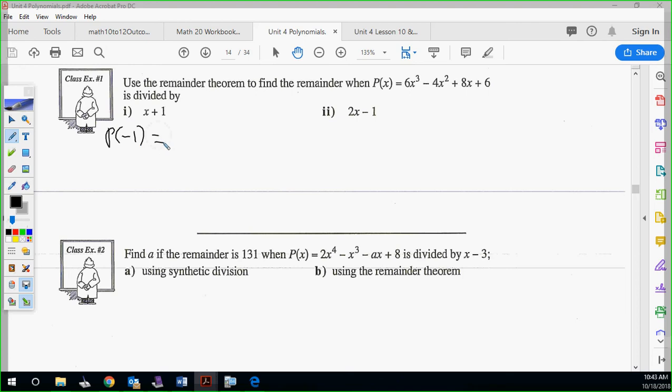So negative 1 cubed is negative 1, so that gets me negative 6. Negative 1 squared is 1, so that's minus 4. 8 times negative 1 is negative 8. And positive 6. So these 6's cancel, negative 4, negative 8, I get negative 12. That is my remainder.